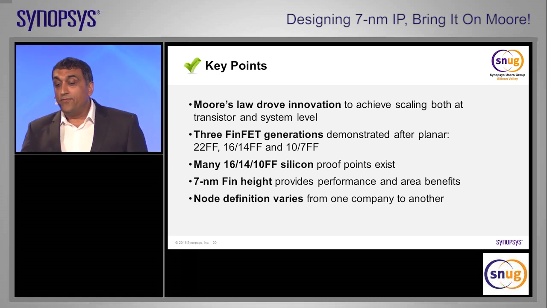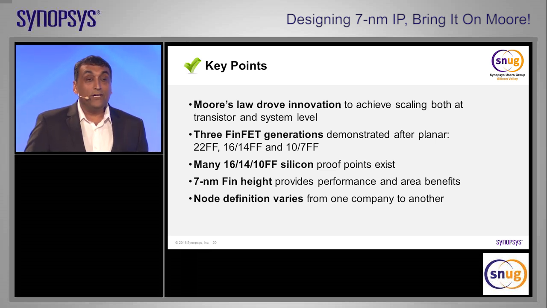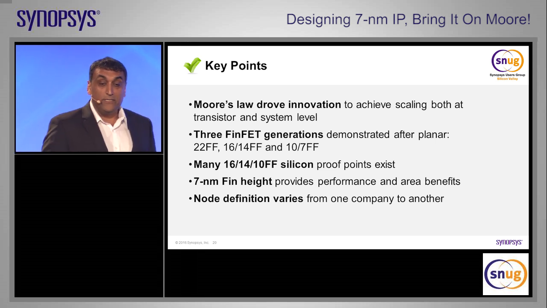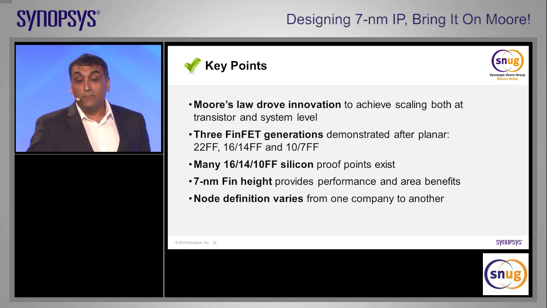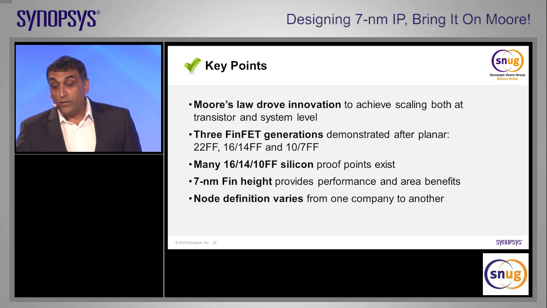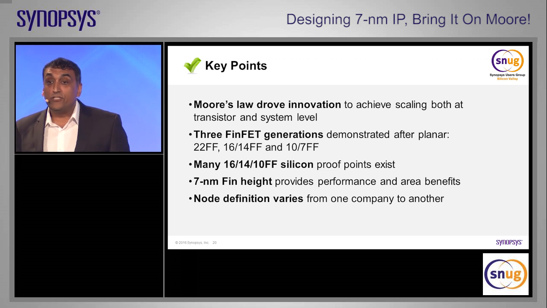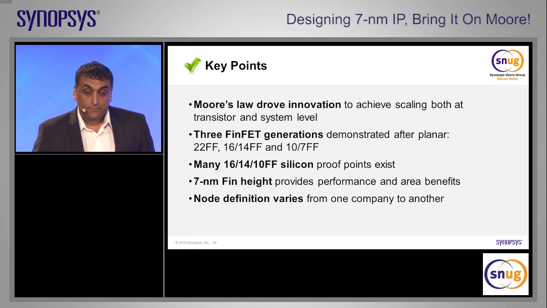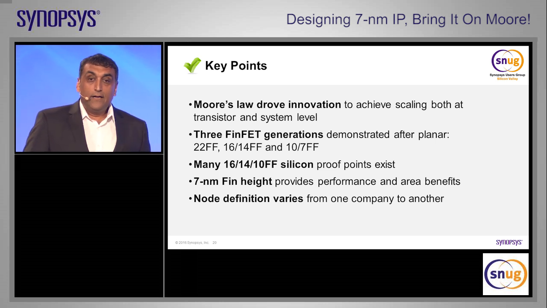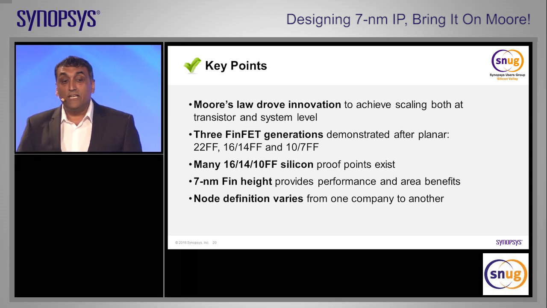3 generations of FinFETs have been demonstrated after planar. So you had the 22 nanometer FinFET technology, or Tri-Gate technology from Intel. And then you had the commercial foundries like TSMC and Samsung with their 16 and 14. And now we're talking about 10 and 7. So 3 generations have been demonstrated after planar. I also showed you that there are many silicon proof points now on 16, 14, and 10.